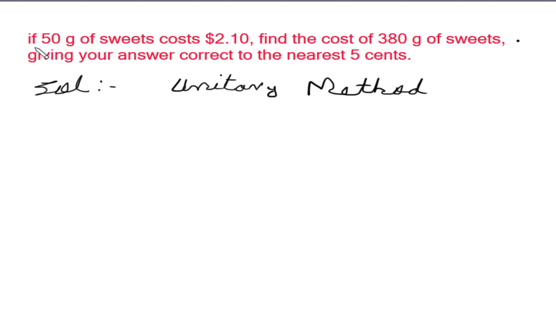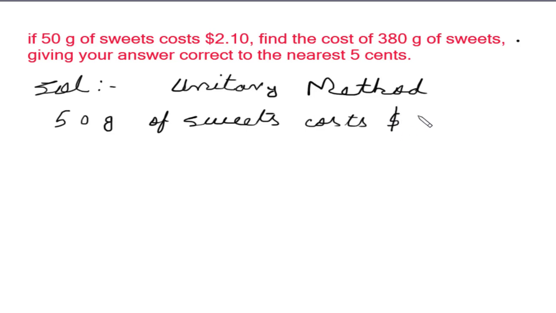We have the information: 50 grams of sweets cost $2.10. So this is the information we have to use. First, we figure out how much each gram of sweets costs. To do this, we divide the total cost, $2.10, by the total weight, that is 50 grams. So we will get the cost for 1 gram.